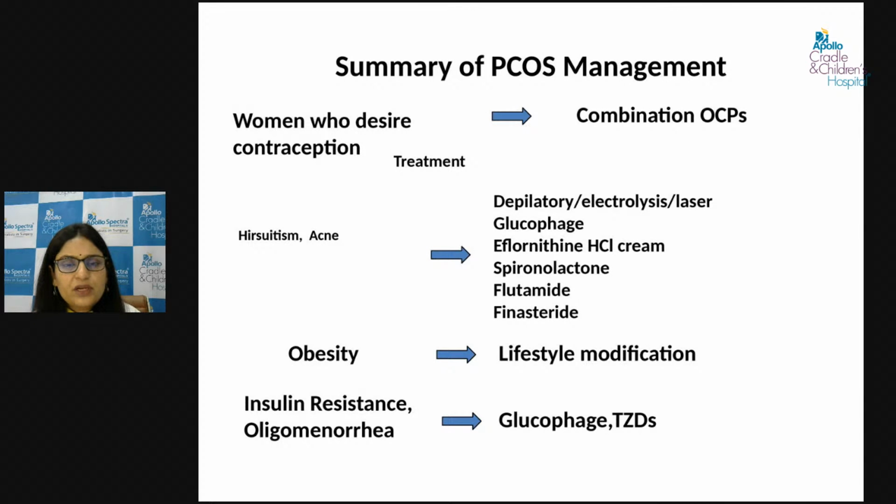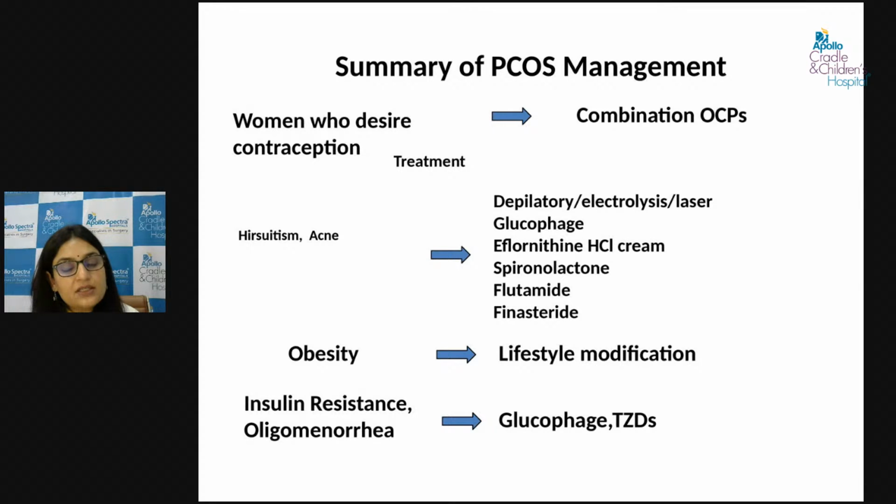Women who desire contraception, meaning they don't want to get pregnant, in those patients we usually prefer giving oral combined OC pills. As I said, the OCP is the best thing we can give. If the patient's concern is only obesity and the cycle is regular, then we just ask for lifestyle modification.